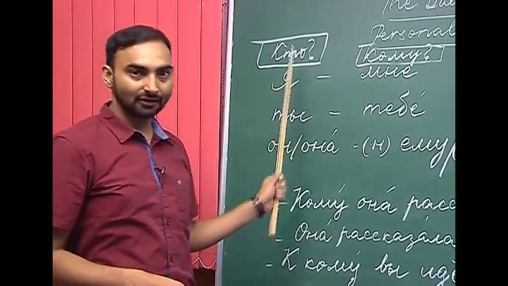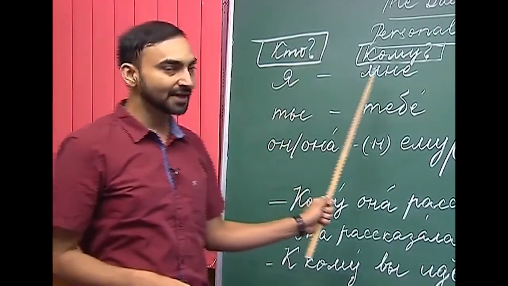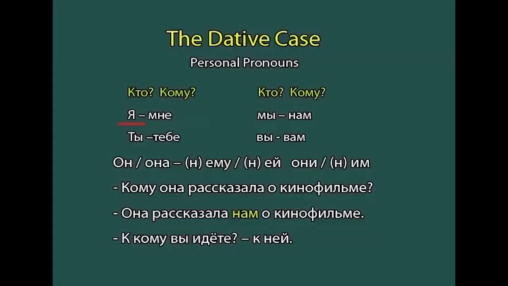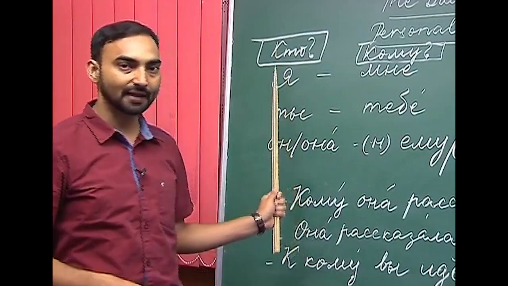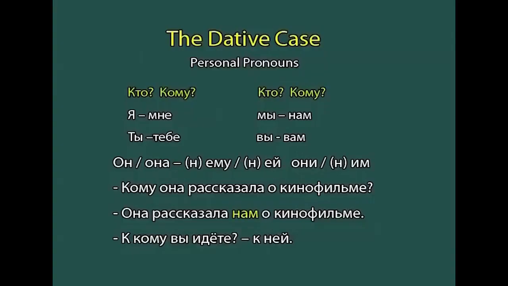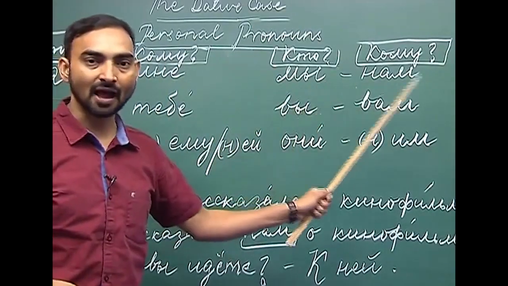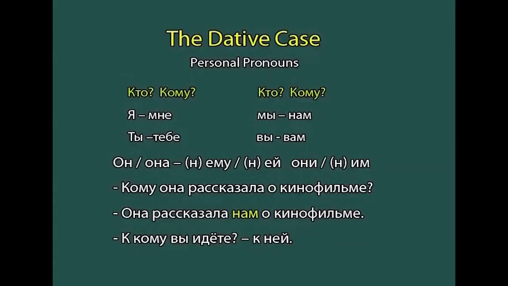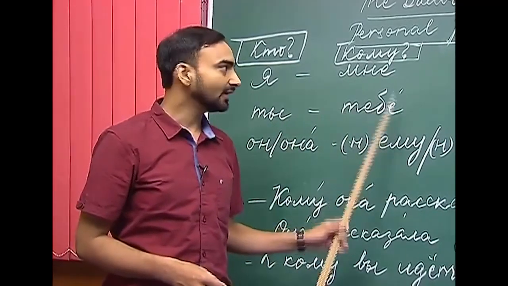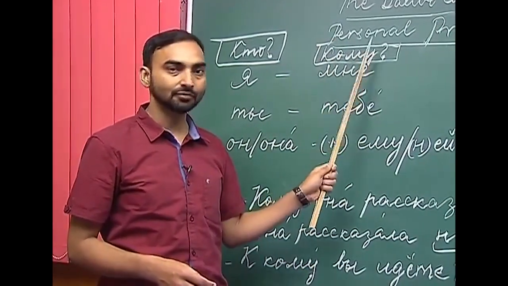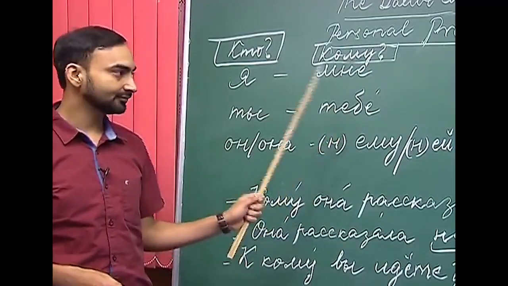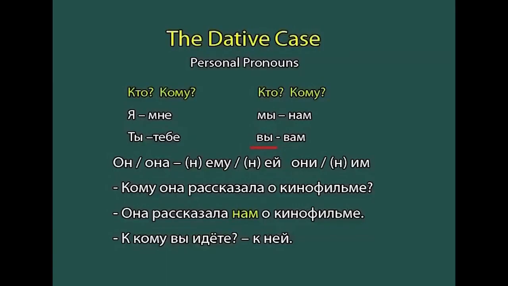This ya in the nominative case changes to mne in the dative case. Ya, mne. First person singular ya changes to mne, first person plural mui changes to nam. Ya, mne; mui, nam. Second person singular ti changes to tibie in the dative case. So, when the question is kamu, we will use tibie. Second person plural vi changes to vam.